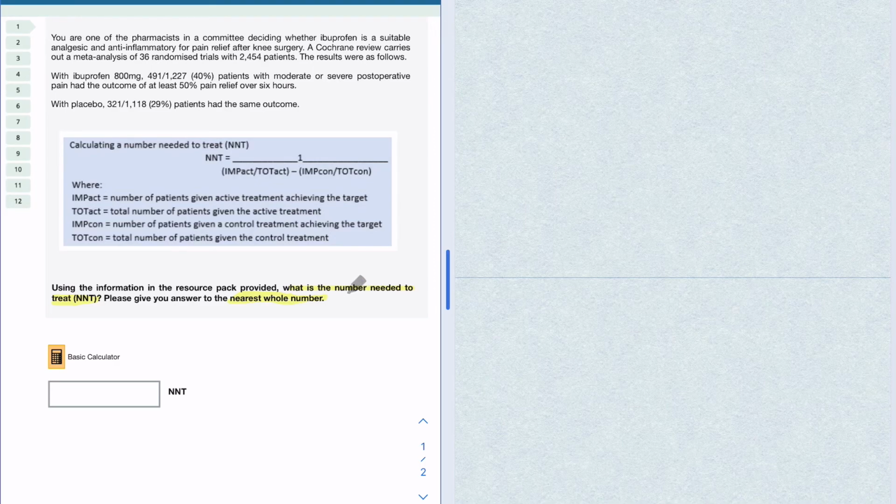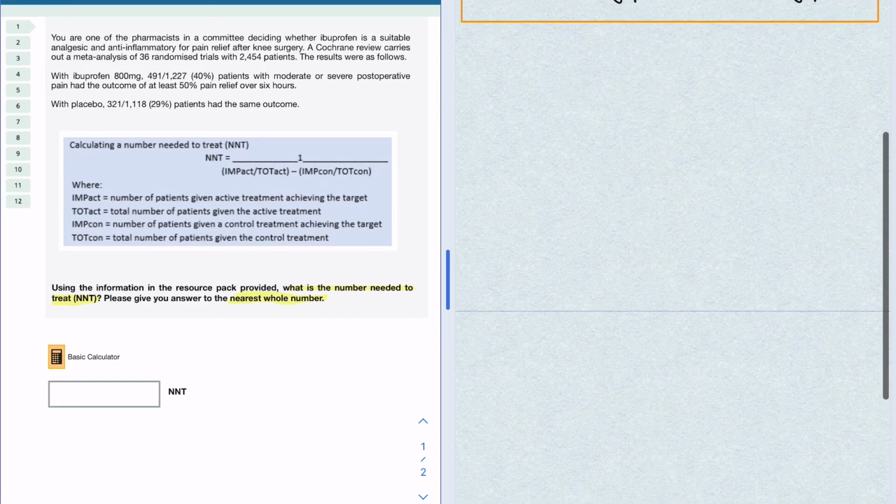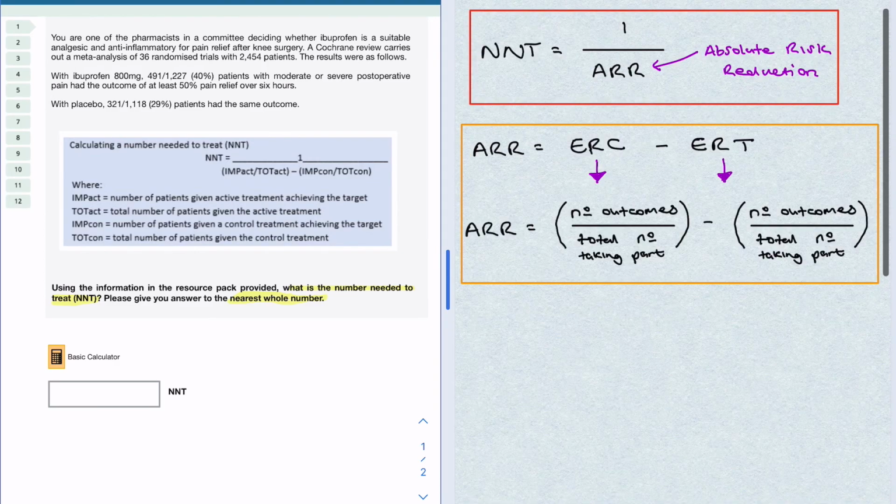So now that we know we're dealing with a number needed to treat question and they're asking us to calculate the number needed to treat, the way I always tackle these questions is to use a two-stage process. So here on the right, you can see that there are two equations. The first equation in the red box here relates that the number needed to treat equals 1 over the absolute risk reduction. For the time being, just follow me here with regards to the formula.